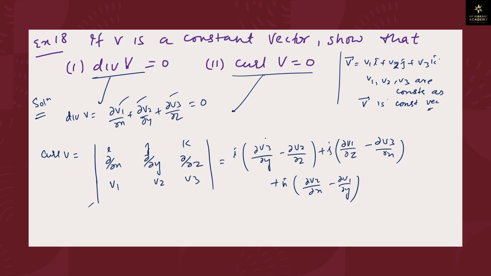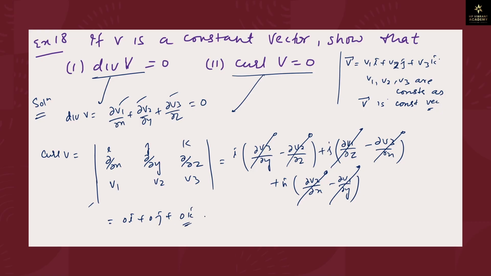Since v3 is constant, del v3 upon del y is 0. v2 is constant, then del v2 upon del z is 0. v1 is constant, so del v1 upon del z is 0. v3 is constant, so del v3 upon del x is 0. v2 is constant, therefore del v2 upon del x is 0, and v1 is constant, so this is also 0. So this is equal to 0 i cap plus 0 j cap plus 0 k cap.